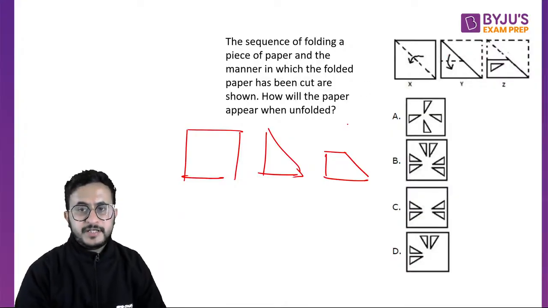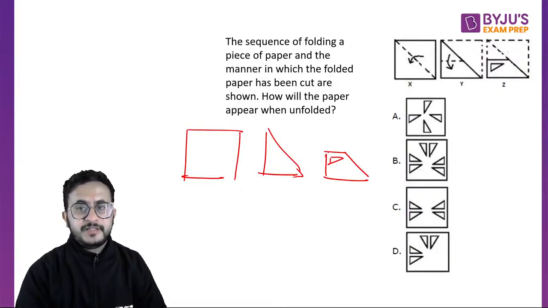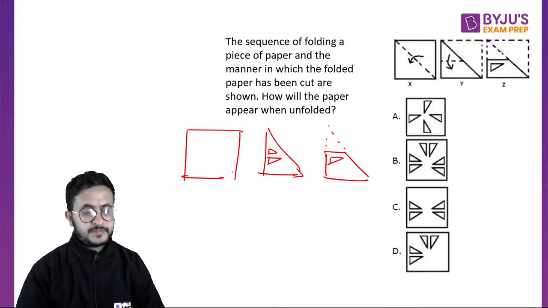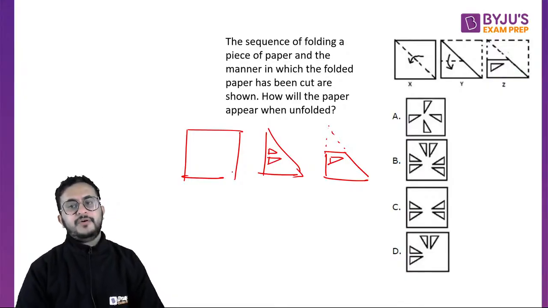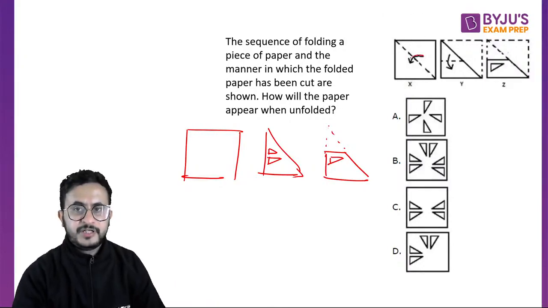So first this cut is made, this kind of triangle is cut. Now when we unfold it, what will happen? Since it was folded down, it will be folded up. So this part will be like this. Now as we did in the previous question also, how is it folded? It is folded in this way.